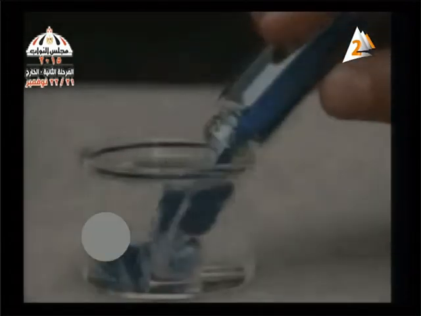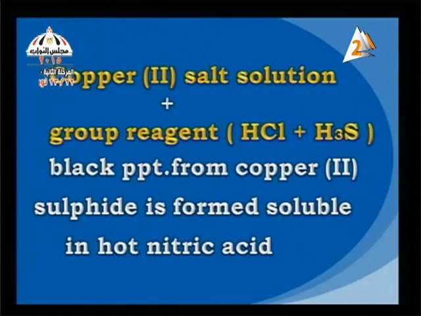Copper 2 salt solution plus what? Group reagent HCl plus H2S. This is the reagent of this group. It's a black precipitate. Good. Tell me, what is meant by group reagent?